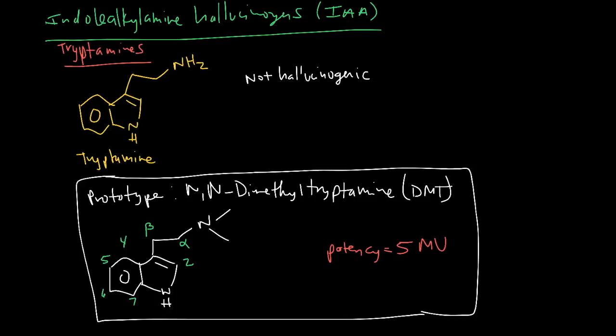Because of the not lipophilic, or hydrophilic, group here. This group is not lipophilic, therefore it can't cross the blood-brain barrier. And if it does, it is rapidly metabolized by monoamine oxidase. Why? Because it's a primary amine. Remember, primary amines are preferred by monoamine oxidase. So it's not hallucinogenic because, number one, it has the hydrophilic or not lipophilic amine group, and number two, it's metabolized quickly by monoamine oxidase because it's a primary amine.